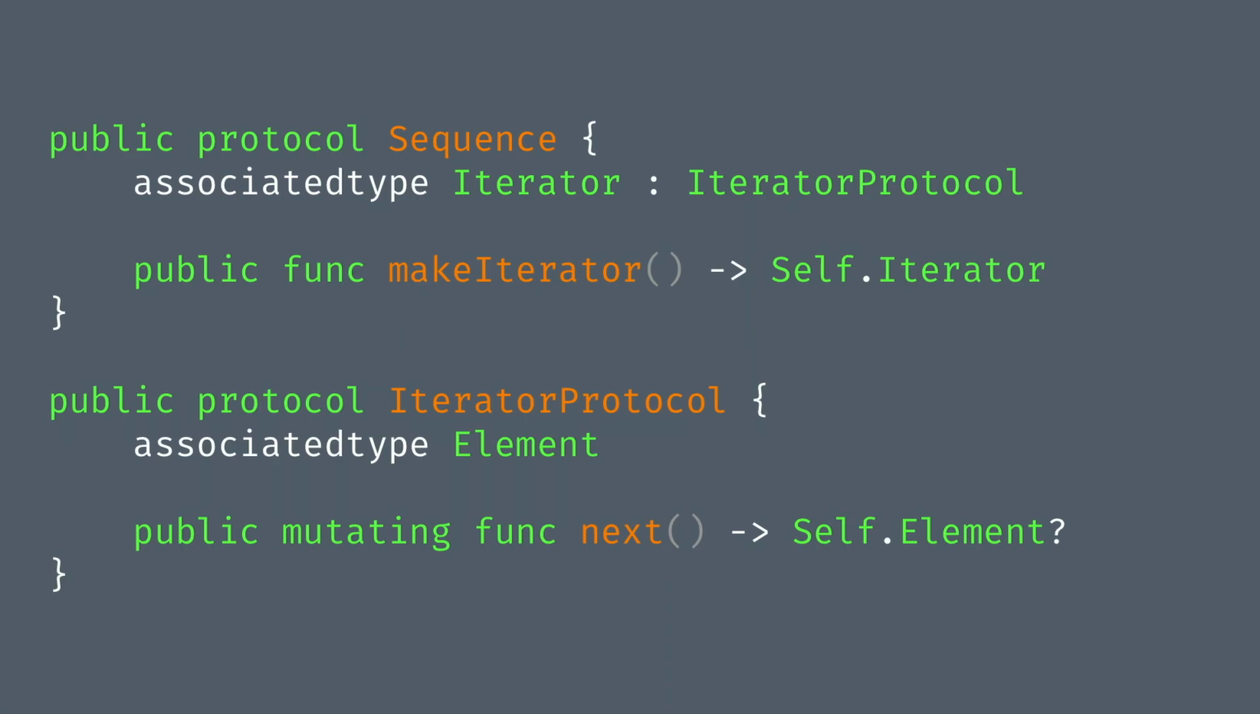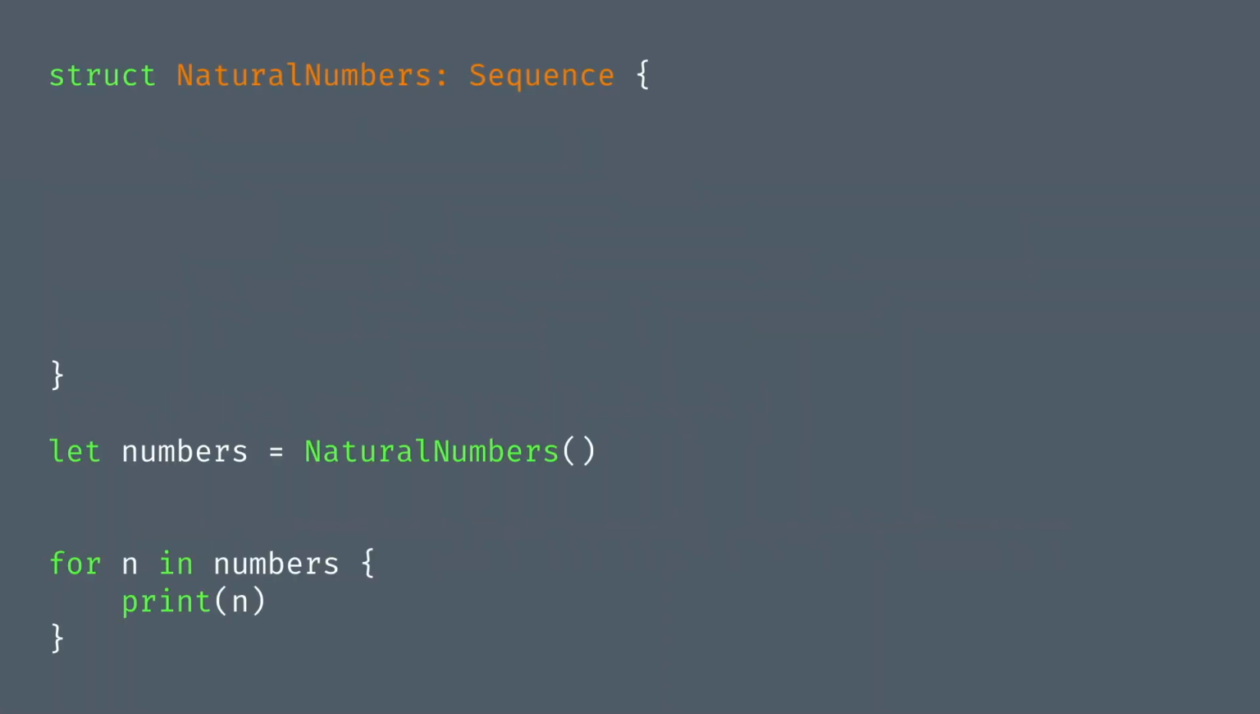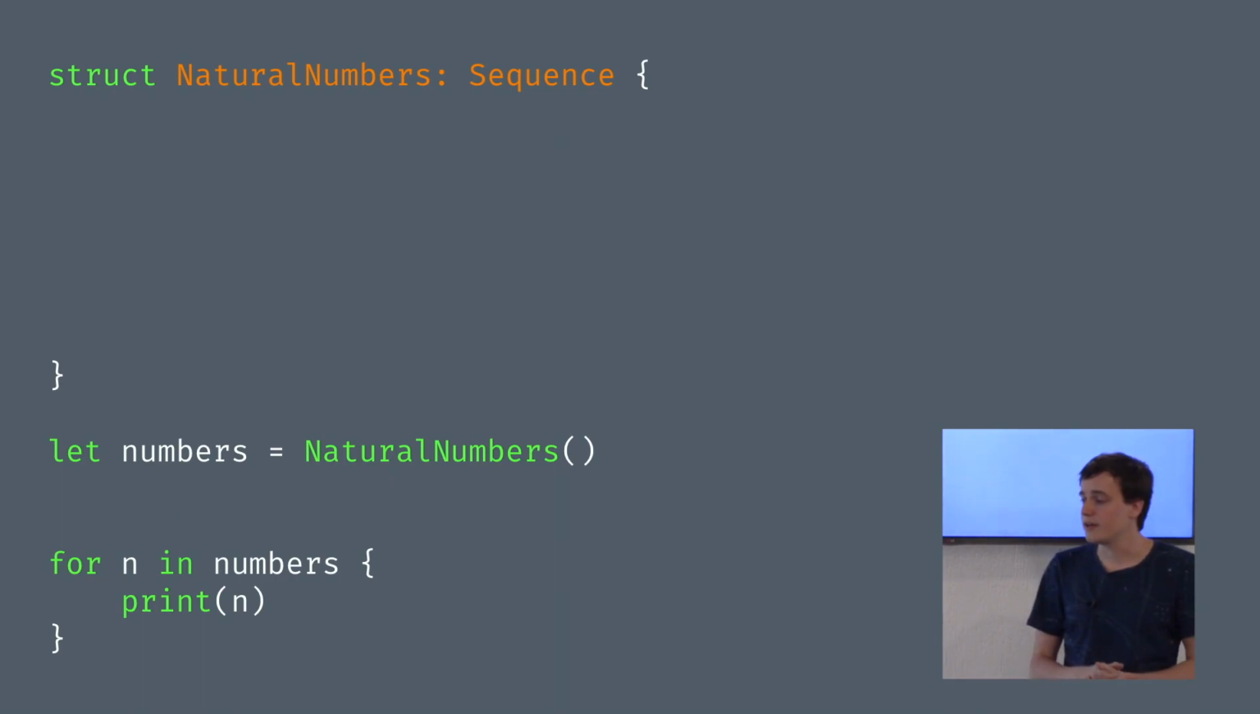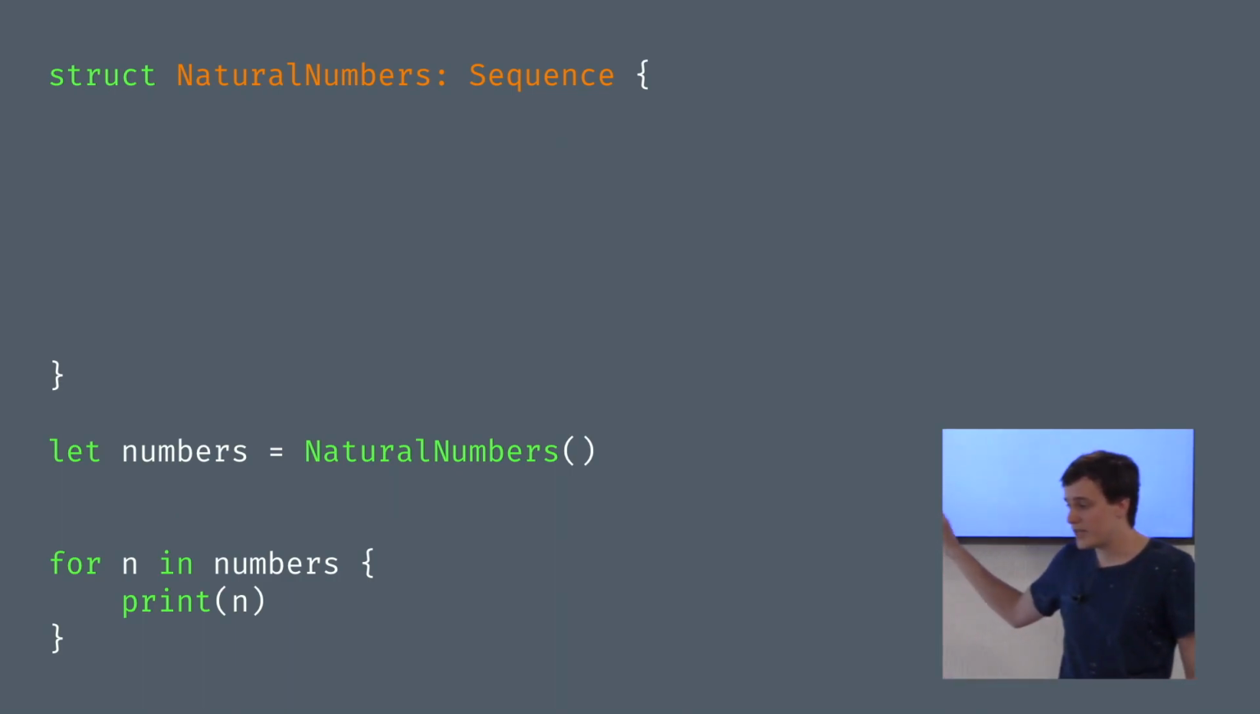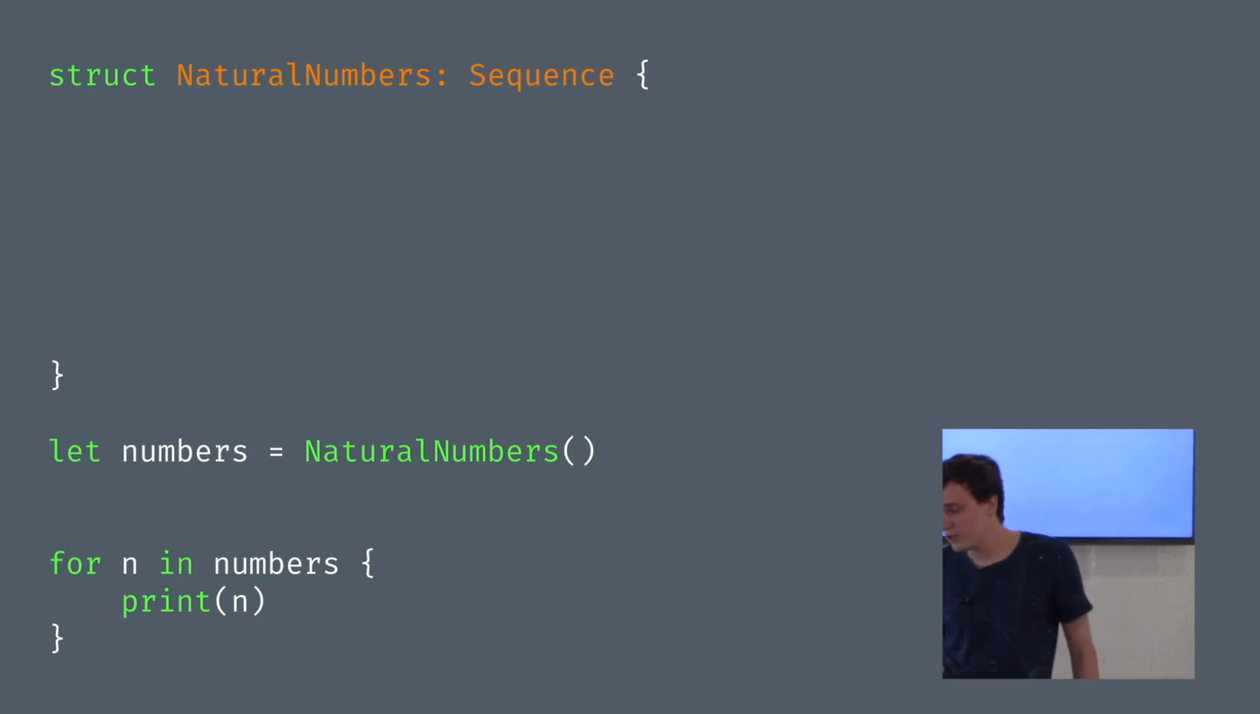And using just these two protocols, you can create really nice sequences. So let's have a look. For example, here we can make pretty easily an infinite sequence that contains all natural numbers, so 0, 1, etc. I left the implementation blank for now, but it will fit on this slide. So you can instantiate it and then loop over it.